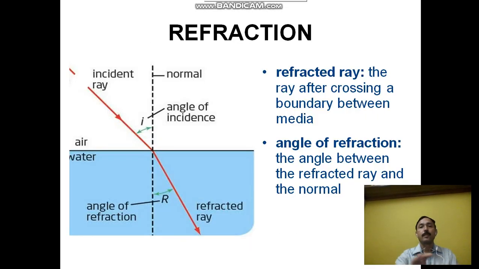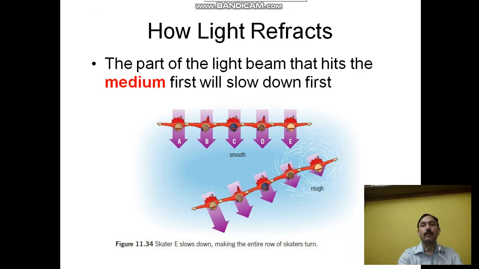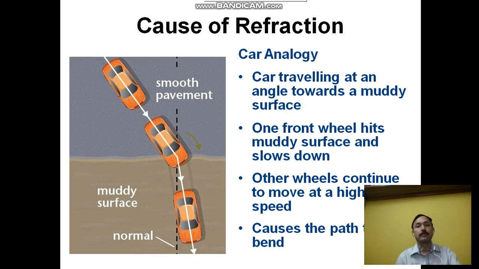Now, we have discussed what the incident ray is, what the refracted ray is, what the angle of incidence is, what the angle of refraction is, the definition of refraction, how light refracts, and the analogy with the car. Just a small recap: the car is traveling at an angle towards a muddy surface. One front wheel hits the muddy surface and slows down. The other wheels continue to move at a higher speed, which causes the path to bend.